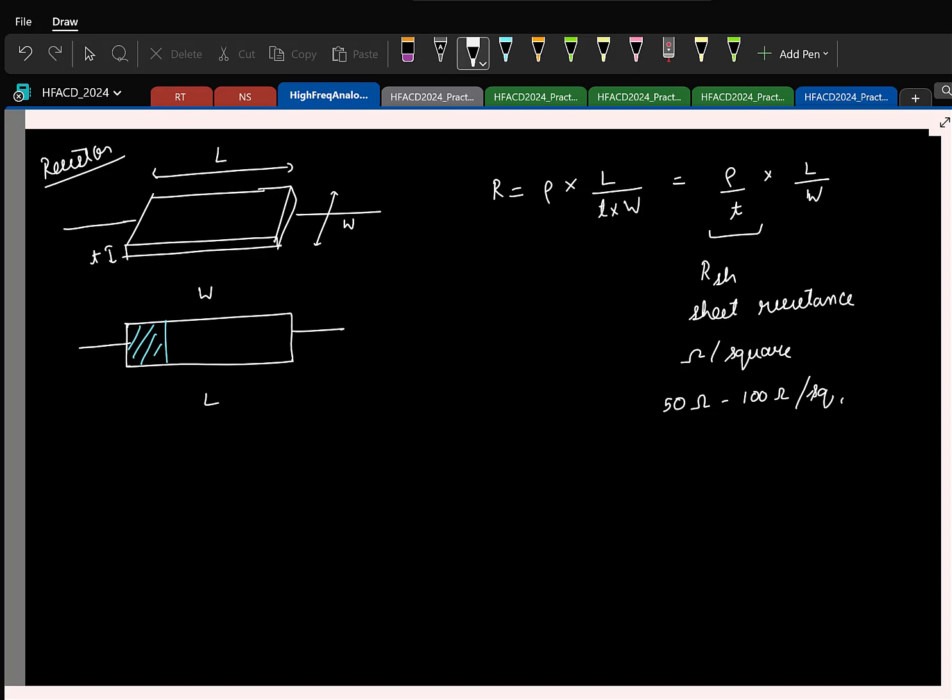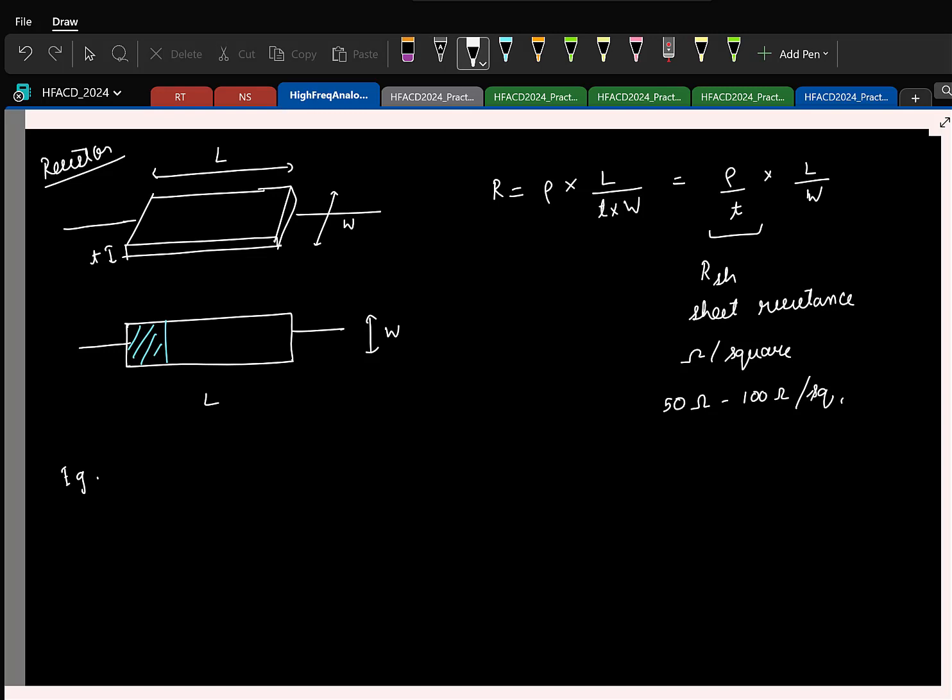So that means that the width of each line should be the same. Width of each line meaning? Oh sorry, yeah, this is width. For all the lines that we create, the width should be the same. No, not necessarily. Why do you think that? Why did you say that? Ohm per square. Correct. So basically, let's take an example.